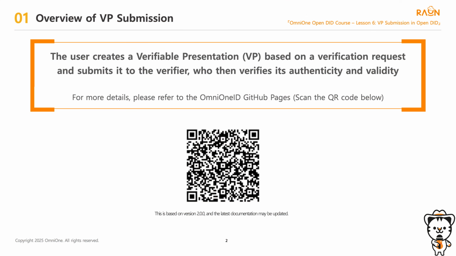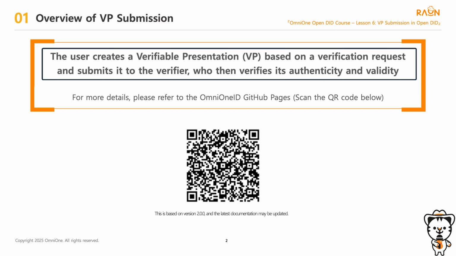Let's get started. First, let's go over the basics of VP submission. VP submission is the process where a user selectively proves their credentials in response to a verification request. For example, it's like submitting my digital diploma from Korea University to a company that acts as a verifier. The process involves the user creating a VP, which the verifier then checks for authenticity and validity.